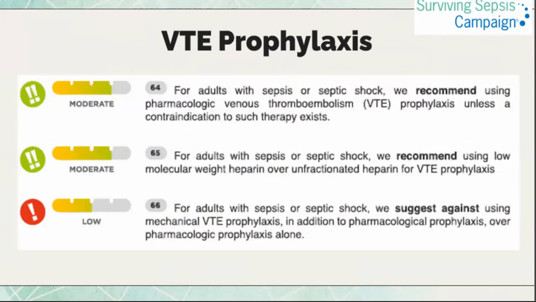VTE prophylaxis. For adults with sepsis or septic shock, we recommend using pharmacologic VTE prophylaxis unless a contraindication to such therapy exists. We recommend using low molecular weight heparin over unfractionated heparin for VTE prophylaxis. And we suggest against using mechanical VTE prophylaxis in addition to pharmacologic prophylaxis over pharmacologic prophylaxis alone.